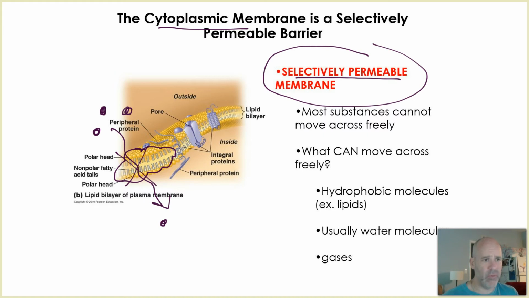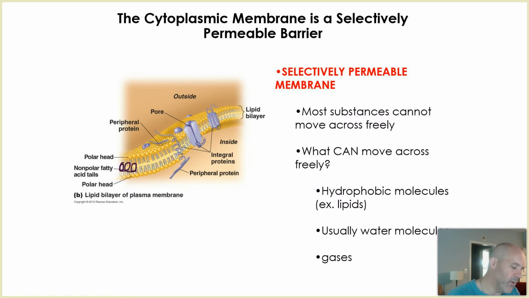Now, what can move across? And it's easier to learn what things can just freely diffuse or move across a cell membrane than it is to try to remember which ones cannot. The ones that can, hydrophobic molecules, especially small ones, a lot of lipids can freely move across the cell membrane. And the reason for that is hydrophobic molecules don't mind all those fatty acid tails.